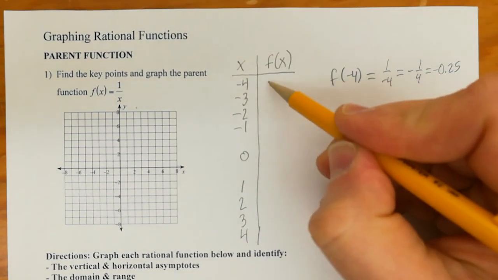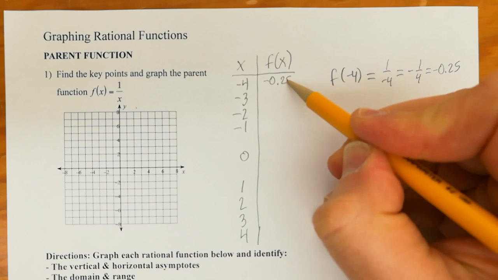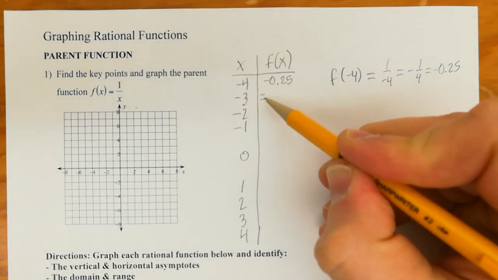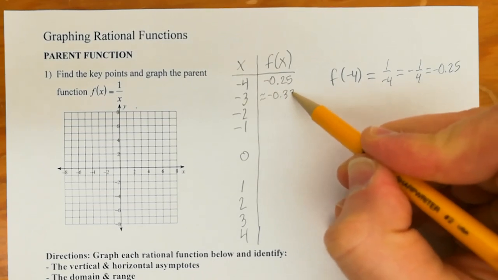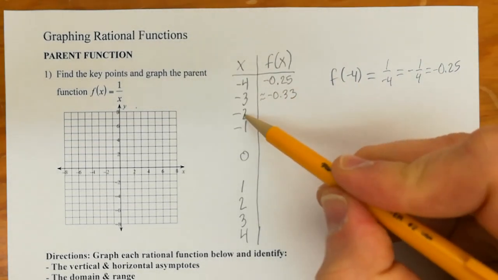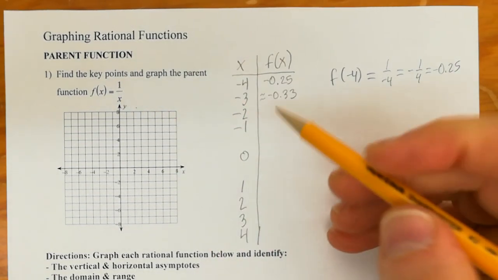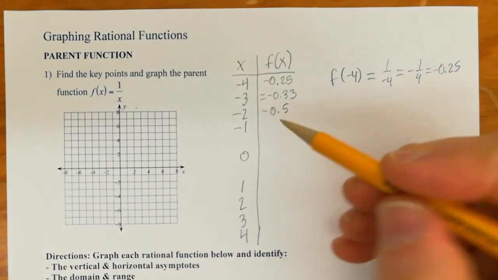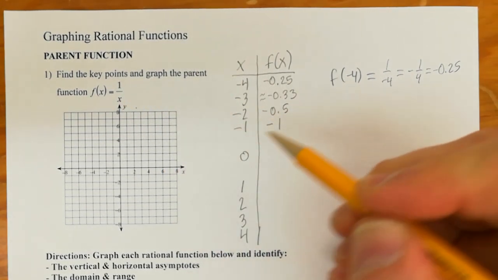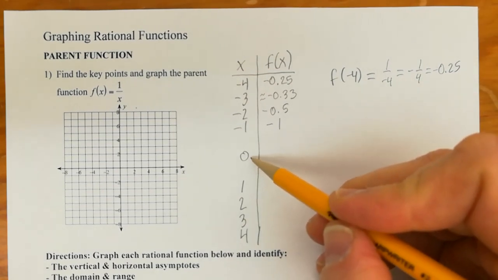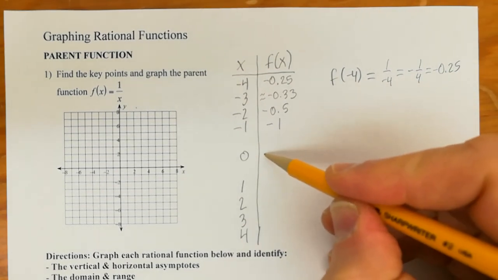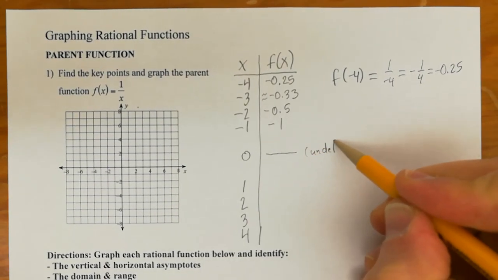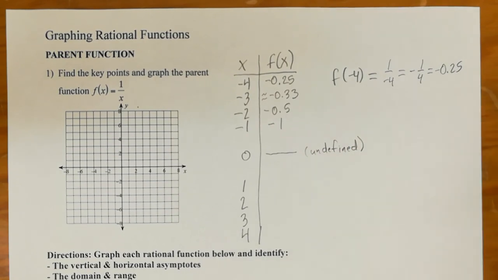So let me put that in my table. If you put in -3, you're going to get -1/3, or approximately -0.33. I'm going to go ahead and just approximate that one. And then 1 over -2, that would be -0.5. 1 over -1, that would be -1. And then 1 over 0, well, you can't do that. That's undefined here. And we'll see soon what that looks like on the graph.